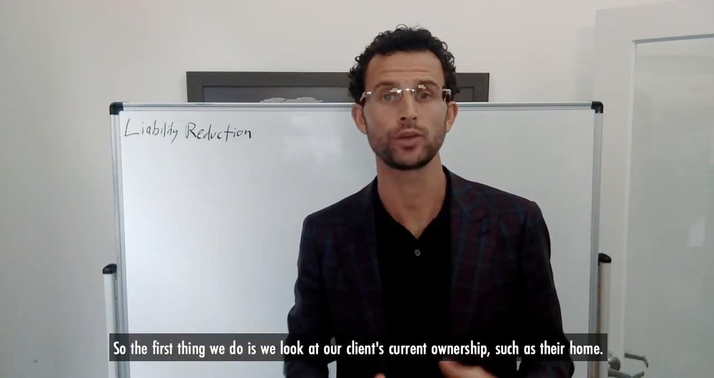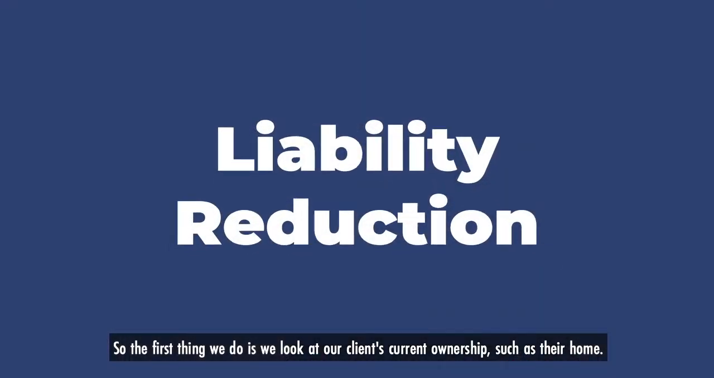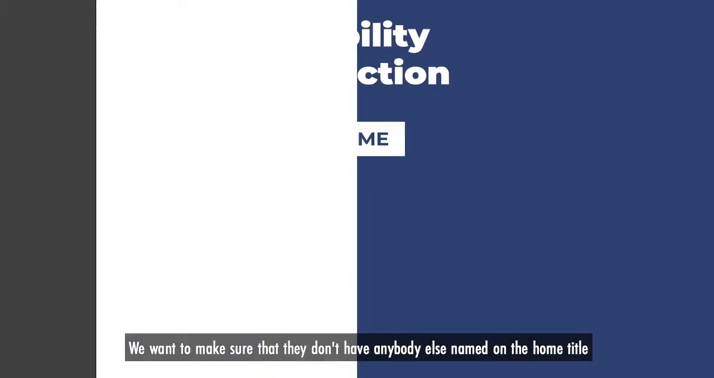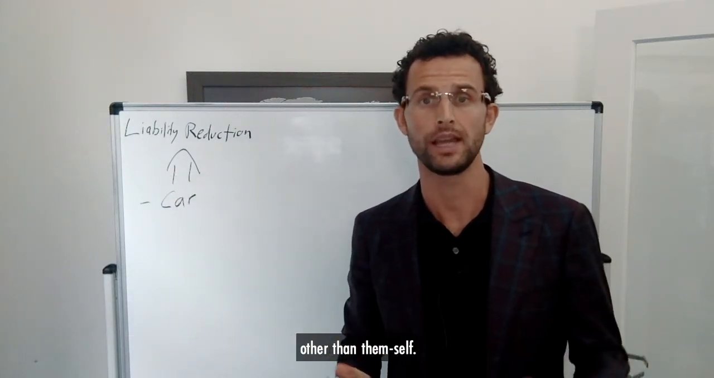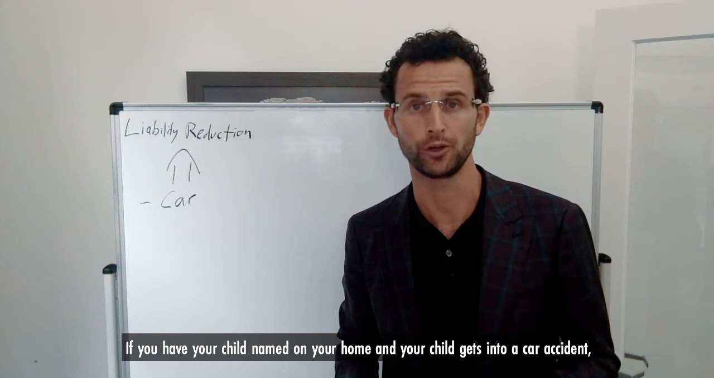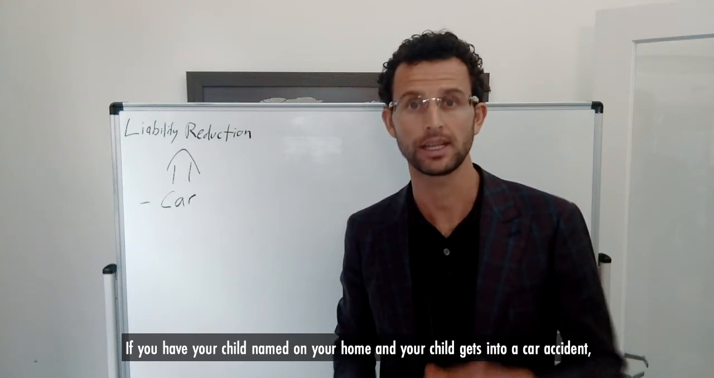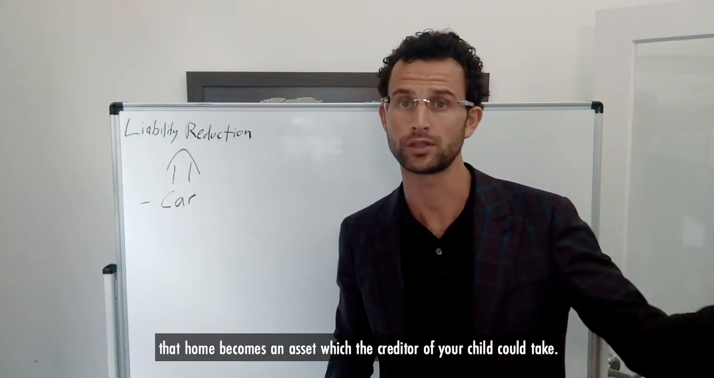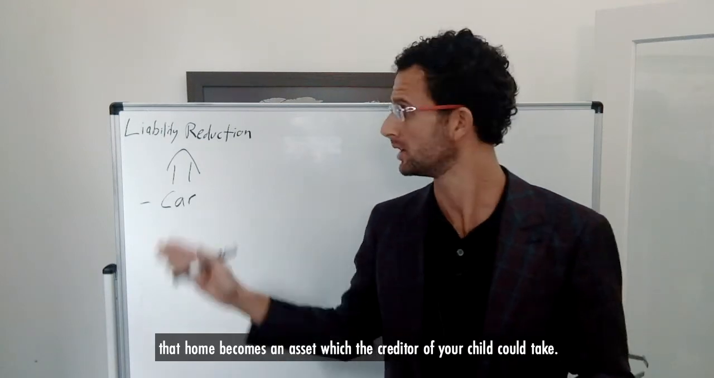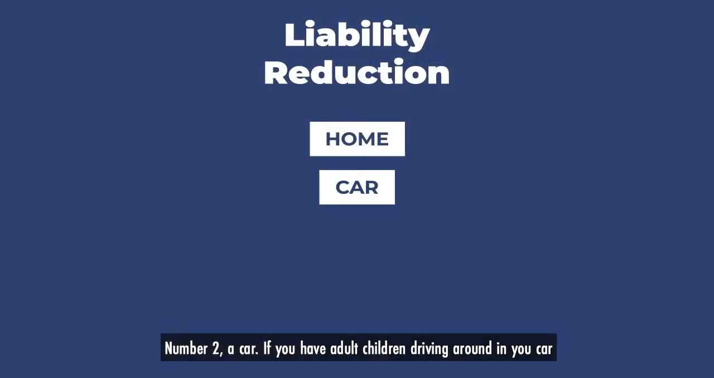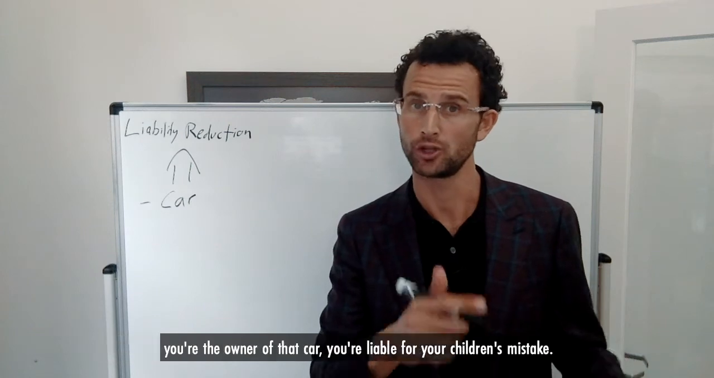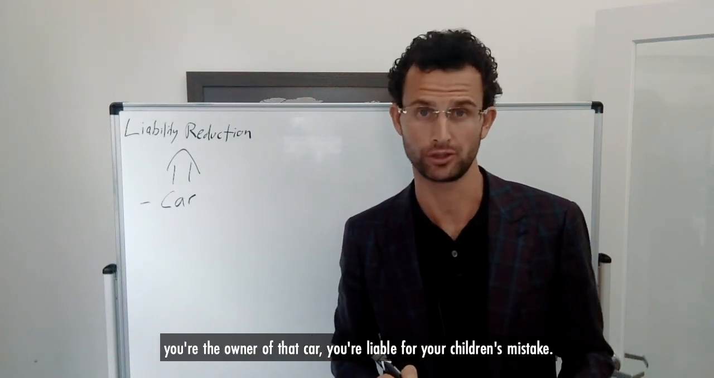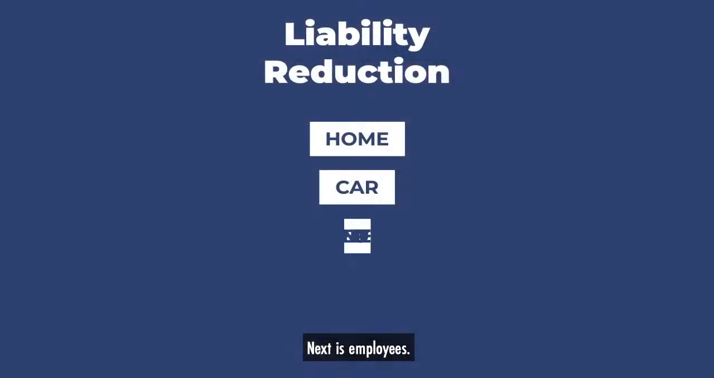So the first thing we do is we look at our client's current ownership, such as their home. We want to make sure that they don't have anybody else named on their home title other than themselves. If you have your child named on your home and your child gets into a car accident, that home becomes an asset which the creditor of your child could take. Number two, the car. If you have adult children driving around in your car, and even though their name's not on your home, but they cause an accident with your car, you're the owner of that car, you're liable for your children's mistake. Next is employees.